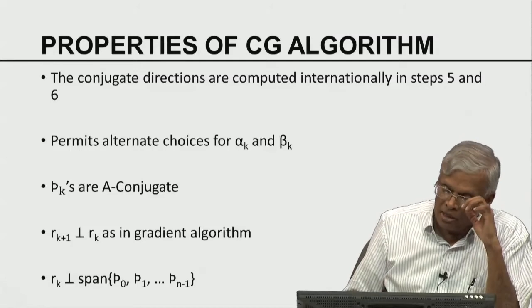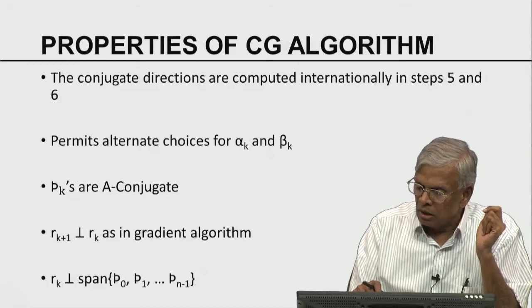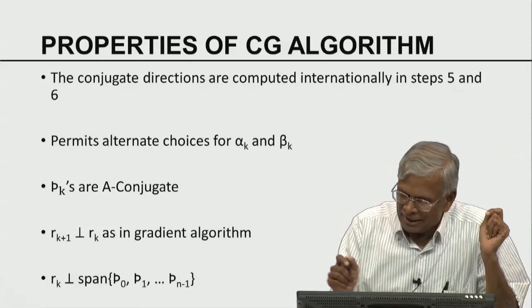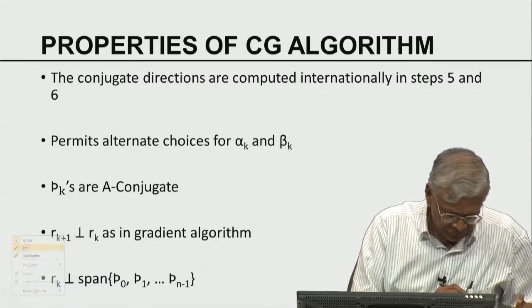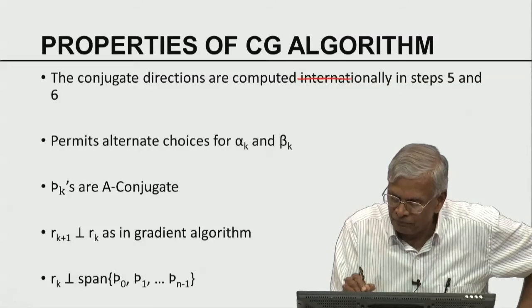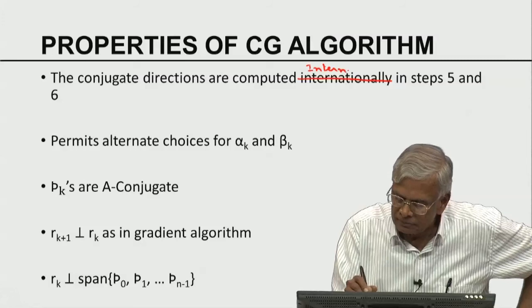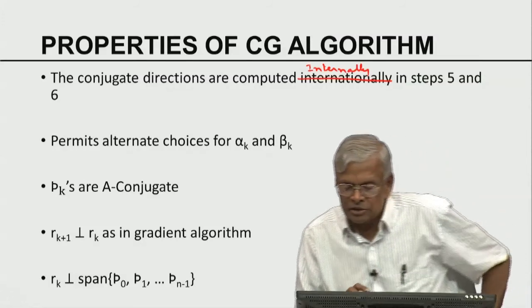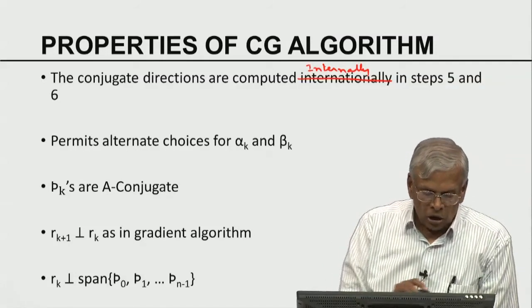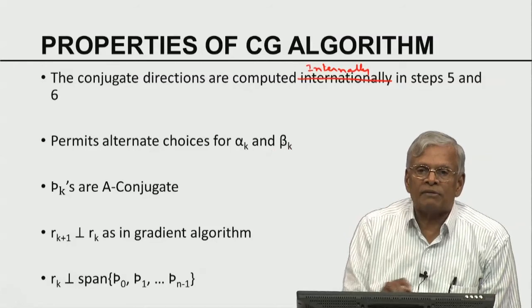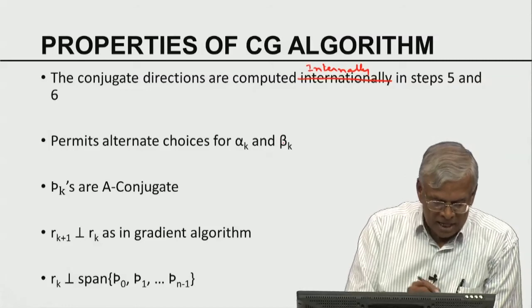and here is the summary of the properties of the conjugate gradient algorithm CG. The conjugate directions are computed internally, in steps 5 and 6, not given a priori. I'm sorry, there is an error, that's a typo. Alternate choices of alpha k and beta k are given in the respective steps. They are equivalent. The p k's are conjugate.